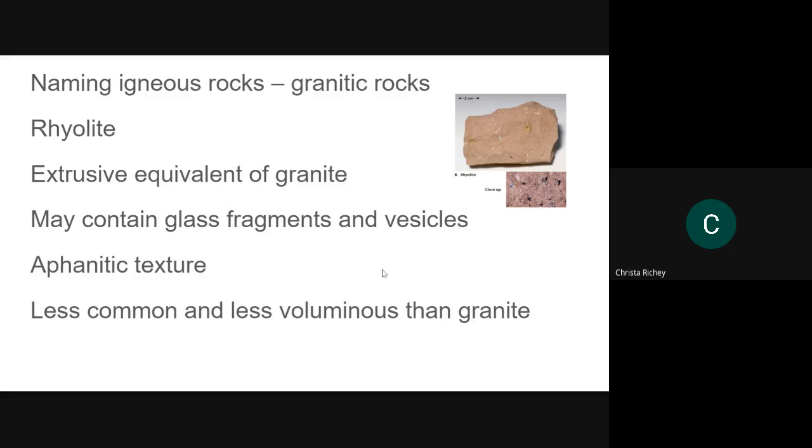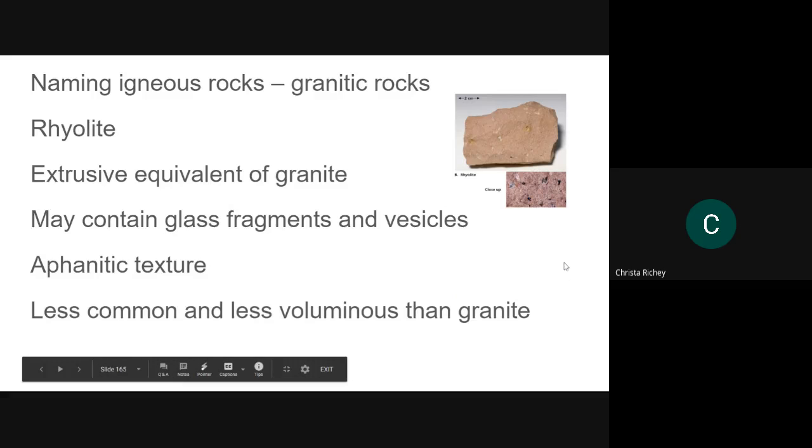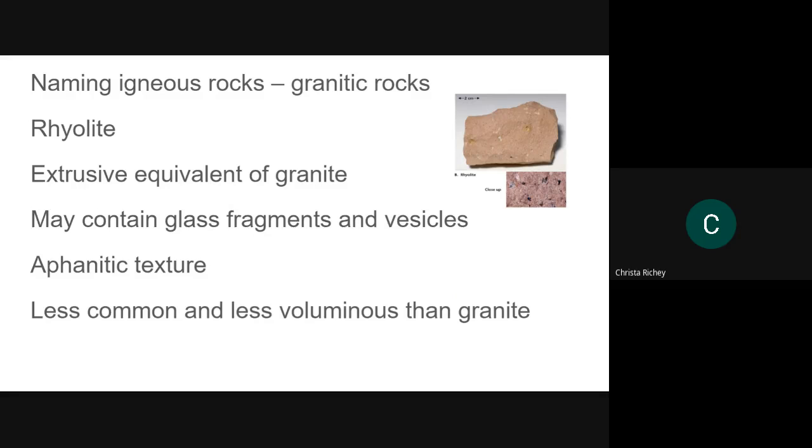But granite's definitely the more common of these two. This is this guy's cousin. So with granite, that's the interior of the earth version. The rhyolite is the exterior of the earth version. But they have very similar chemical compositions. The difference in the grain is because the rhyolite has cooled much faster and the granite has cooled much slower. That's what causes the large difference in the grains.